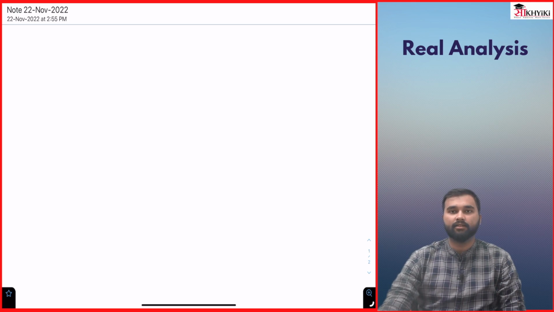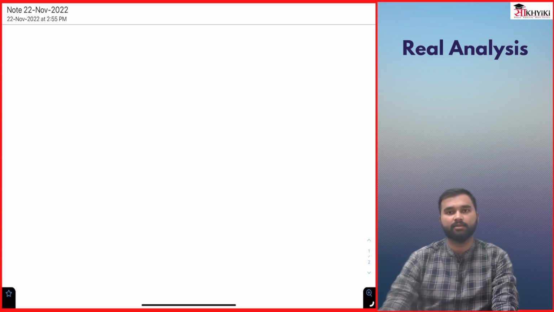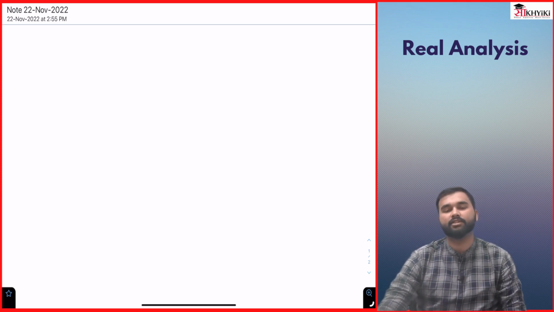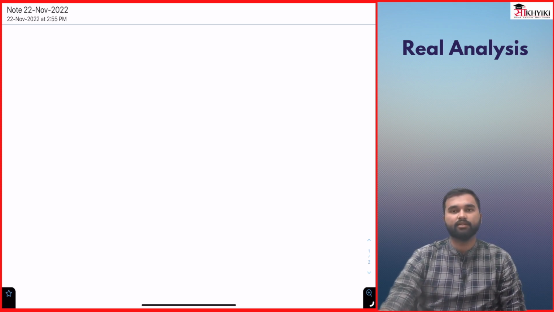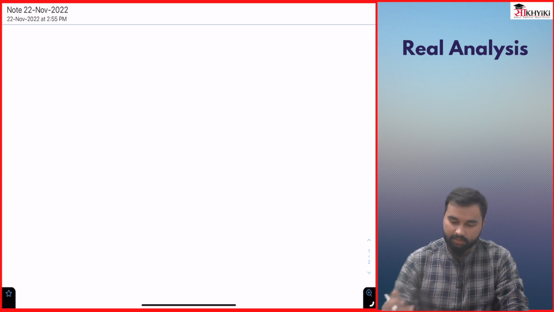So we are starting the paper Real Analysis from today, and this is our first class of this paper. We are starting with the first unit, which is real numbers, and we have in total 3 units. The first unit is real numbers, the second unit is sequence, and the third unit is series. So we are starting with the first unit today, which is real numbers. Okay, so let's start with some properties of real numbers.